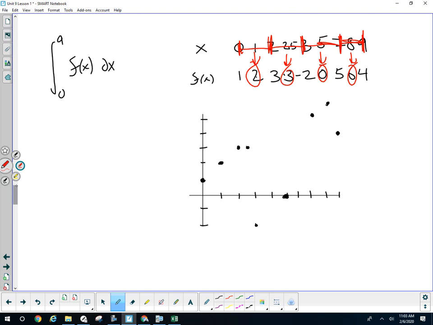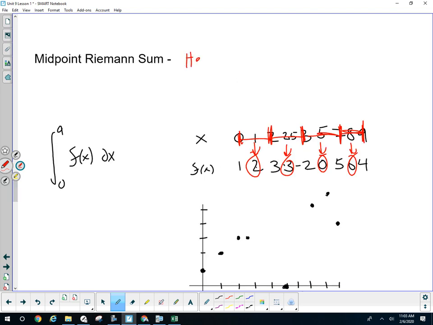Okay? So here the height is not determined by like an average. The height of your rectangles is determined by the value over the middle of your interval.